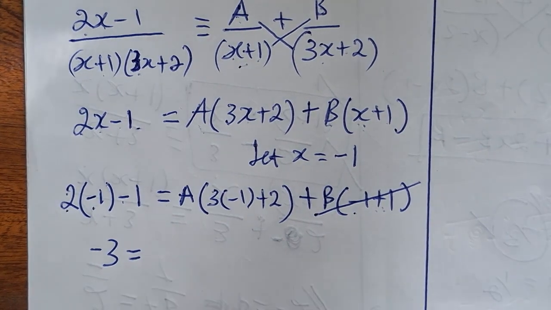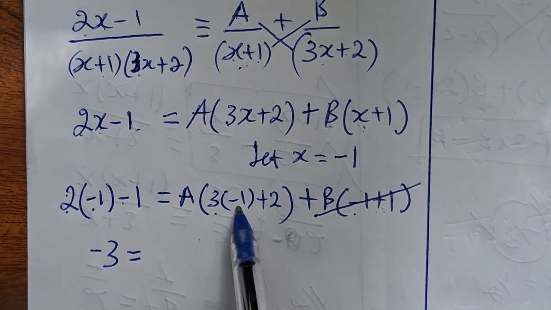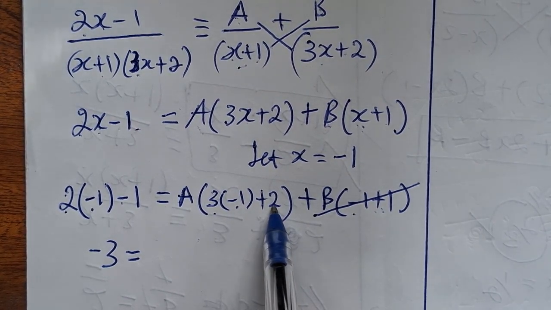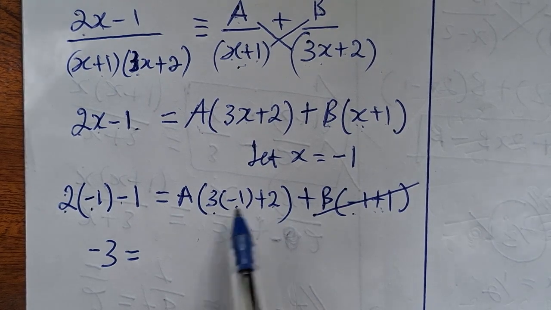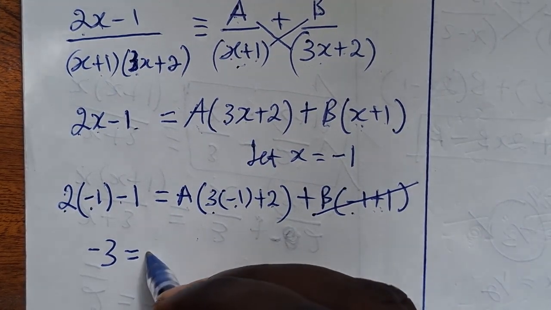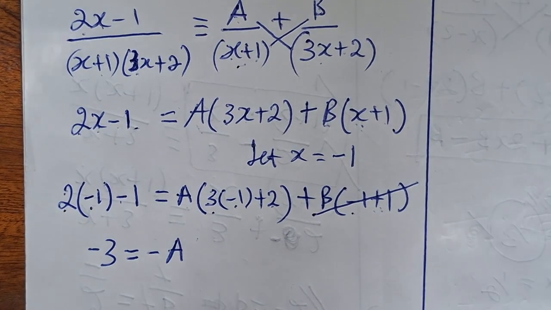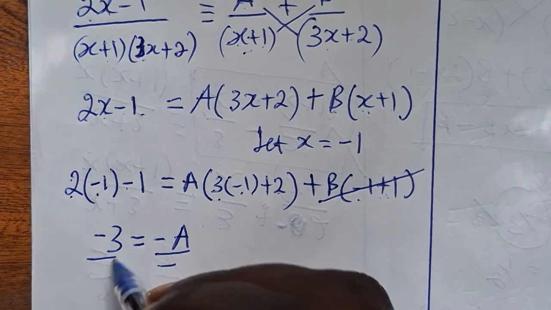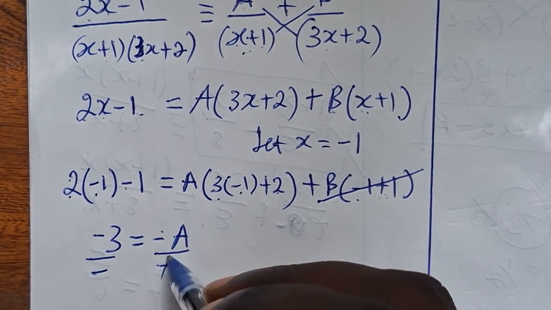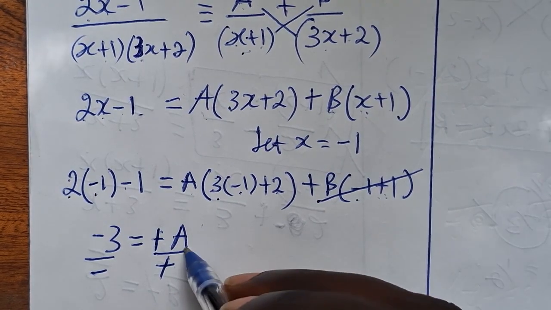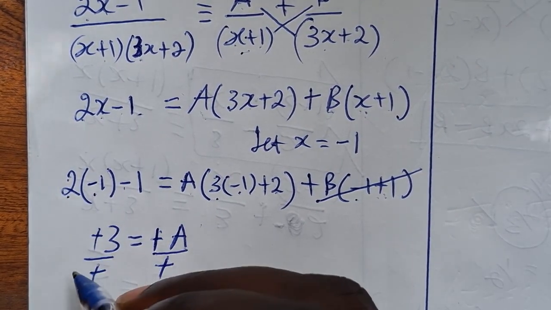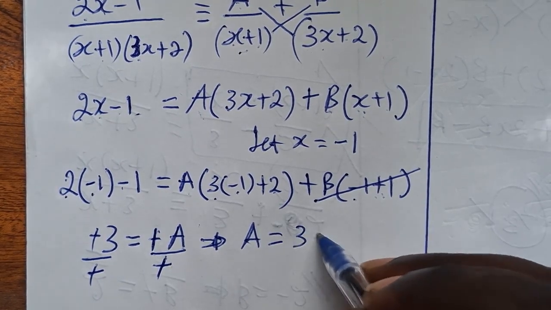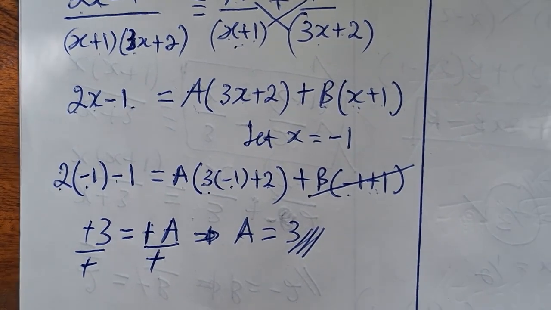This will be equal to 3 times minus 1, which is minus 3. Minus 3 plus 2 is going to be minus 1. So minus 1 times A will be minus A. We are looking for A, not minus A, so we divide both sides by minus 1. This minus will cancel this minus, and A will be left alone. This implies that A will be equal to 3. So we have seen the value of A as equal to 3.